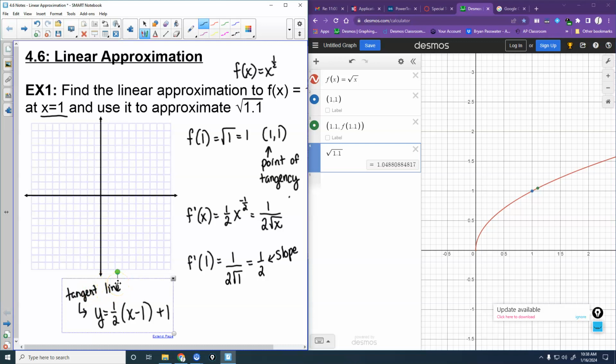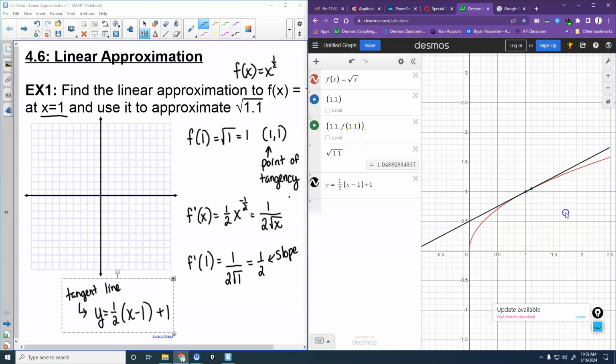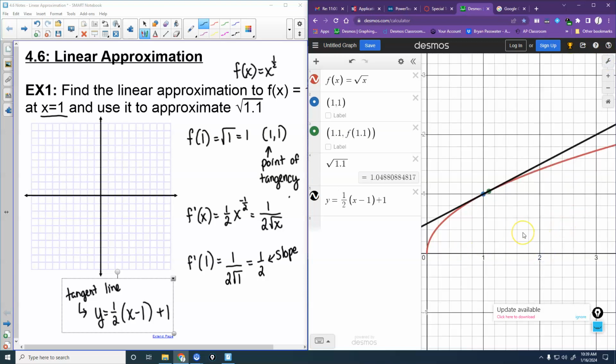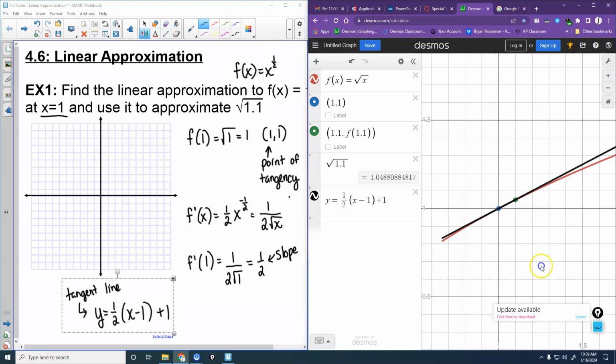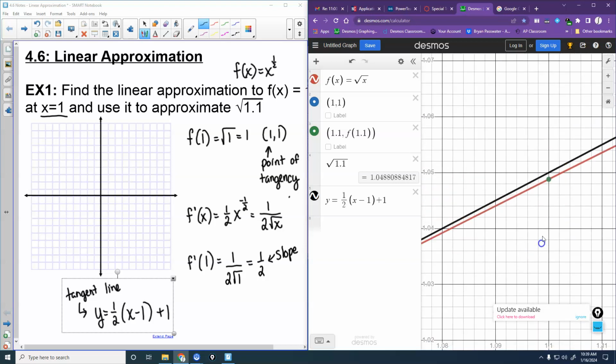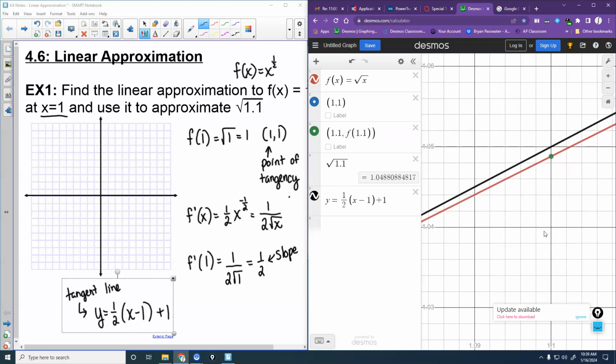Okay, so let me go over here and graph that tangent line. Right here, y equals 1/2 (x minus 1) plus 1. All right, so here's our tangent line. Okay, now from this view, is that green dot on the tangent line? From this view, that green dot looks like it's on the tangent line, right? Now, if we zoom in a whole lot, is that green dot on the tangent line? The tangent line's your black line. It's not, but it's really close, right?